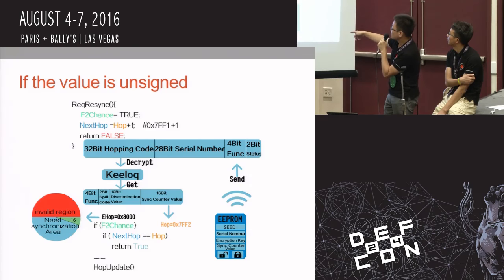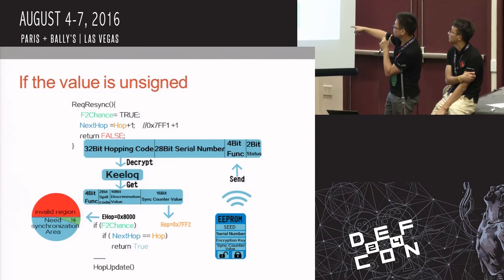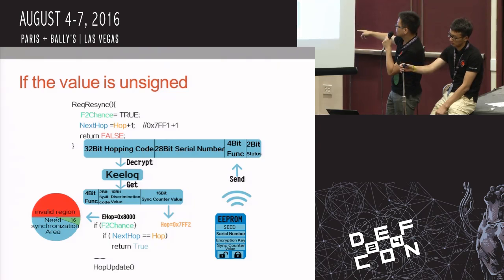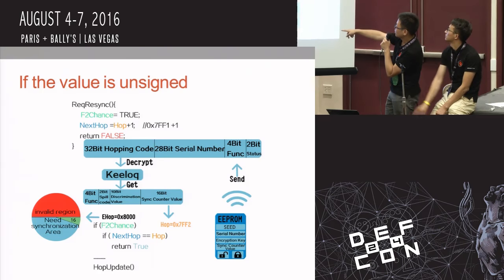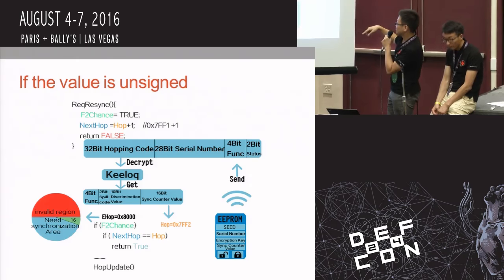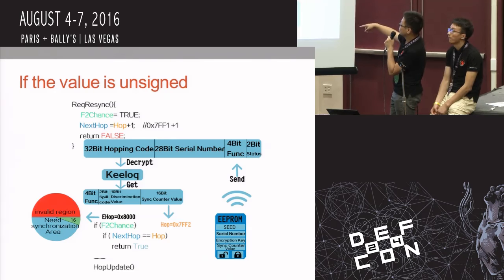So this is the second one. If the second hop is 7FF2, they will go to F2 chance is true, and the next hop is the larger one, and then, as I said, the previous hop is 7FF1.